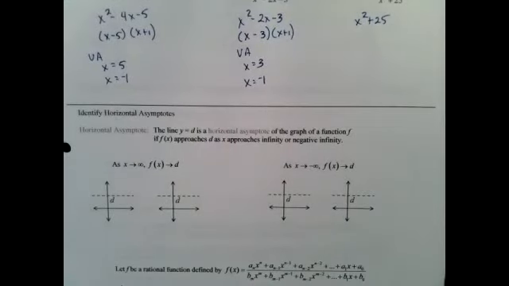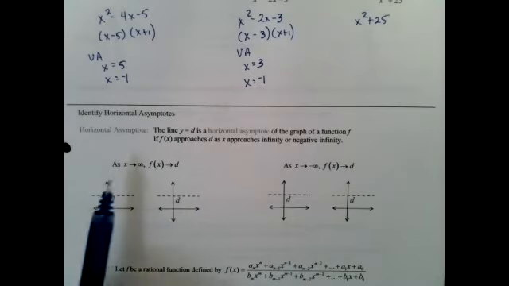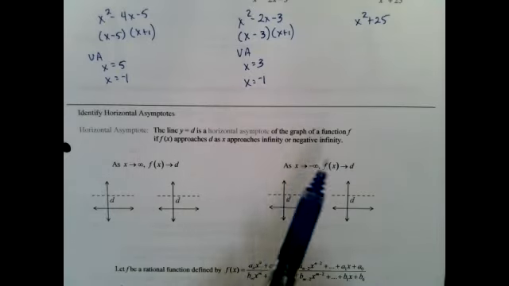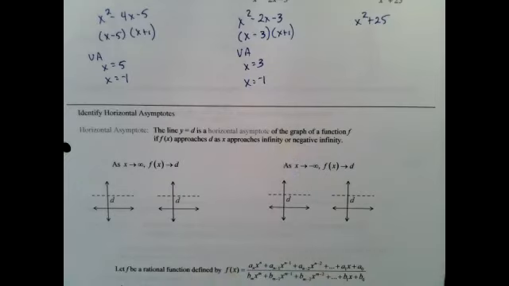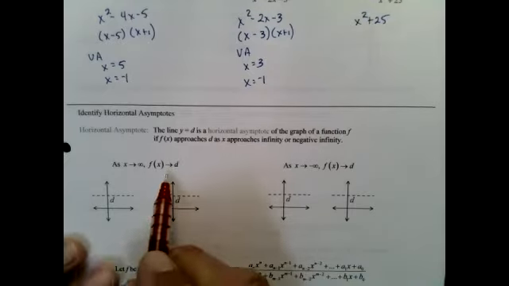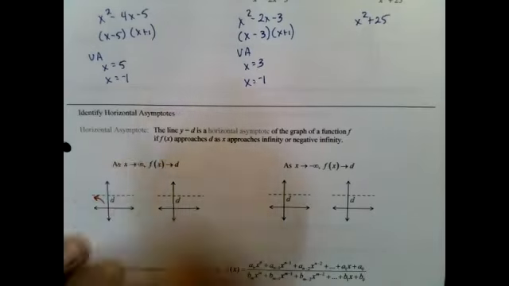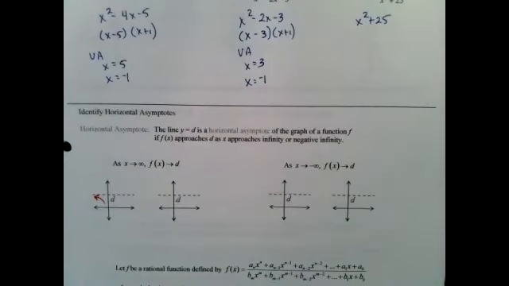That wasn't so bad. All right, next one is a horizontal. We have the, as x goes to infinity, f of x goes to d. I have something like that going on.